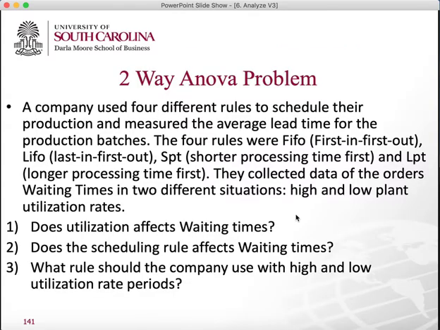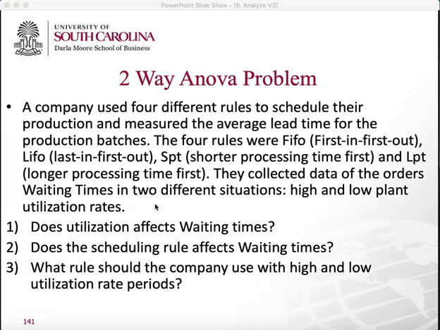What I want you guys to do now is to take a look at that two-way ANOVA problem that you have on Excel and do that for me. So remember, we looked at the four rules were FIFO, LIFO, shortest processing time, and longer processing time. And now we're going to add another variable, right? Because the two-way ANOVA is two variables at the same time. So we had one variable that has four classifications. Now we're going to have a second variable to be high or low utilization. Okay, so we have those two things at the same time.